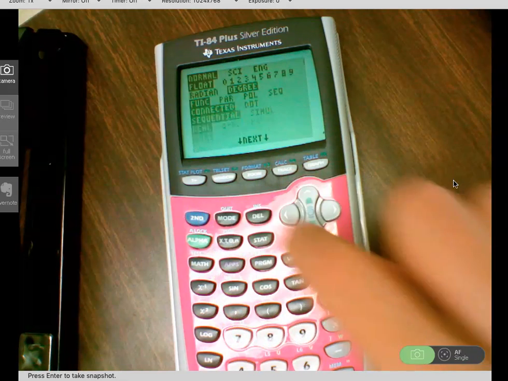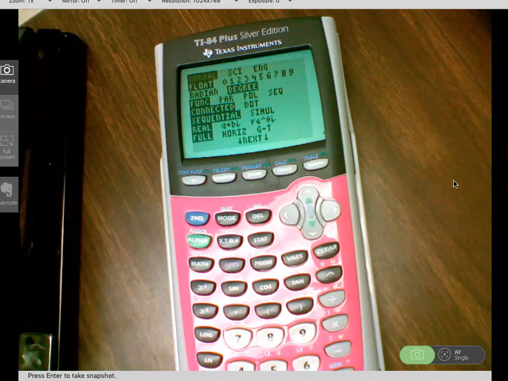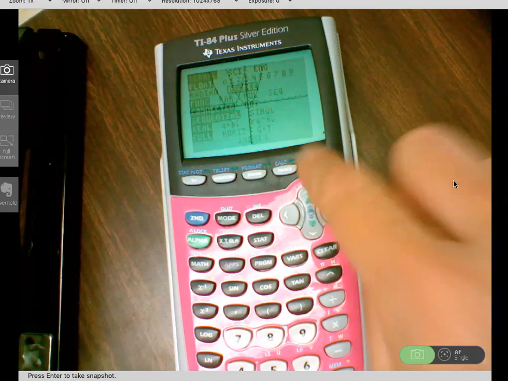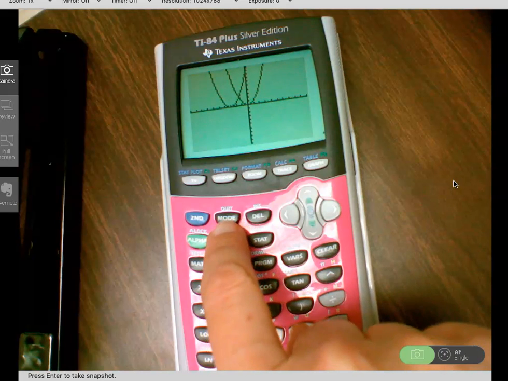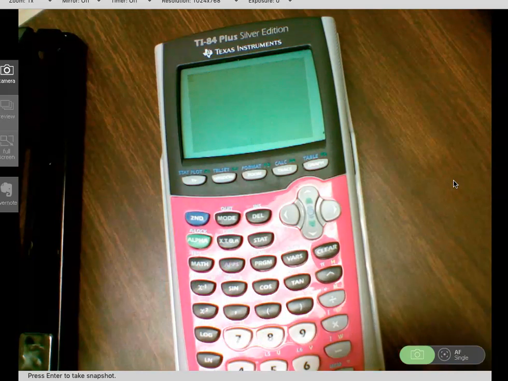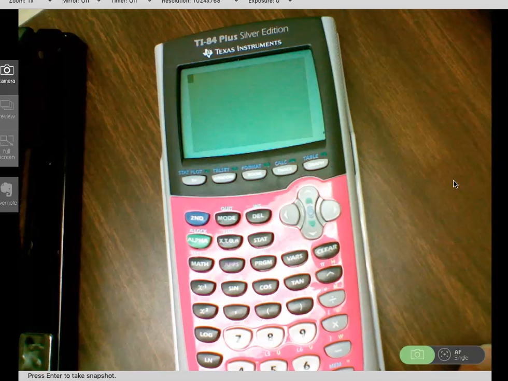Oh, by the way, if I want to get out of this menu or whatever I'm doing, say I'm on a graph and I want to get out of this, you have to quit, which is second mode, and it'll quit you out and take you back to the main screen. So you have to quit to get out of graphing, and then second off to turn it off.